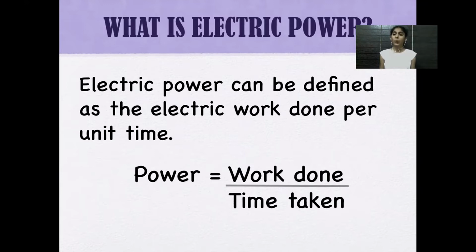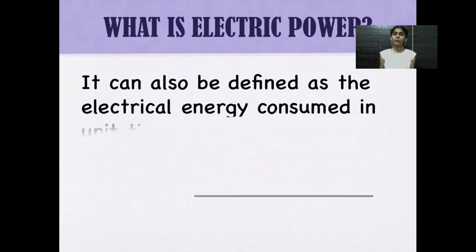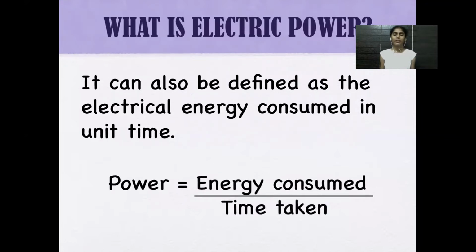Electric power can also be defined the other way around. We know that any work done consumes an equal amount of energy. So, electric power can also be defined as the electrical energy consumed in unit time. That is, electrical power is equal to energy consumed by time taken.